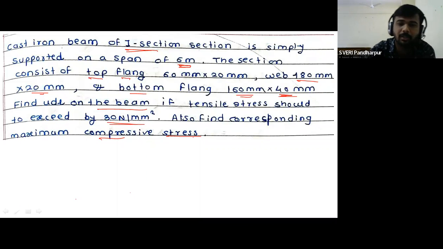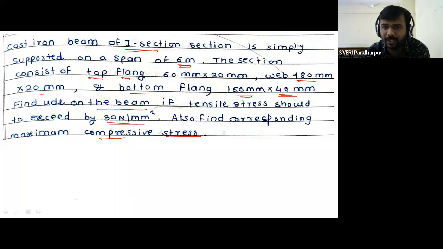In the previous numericals, the value of load is given. Maybe the beam is subjected to a UDL, for example 20 kilonewton per meter. If the beam is subjected to a point load, that point load value is equal to 30 kilonewton, like that. And we have to calculate the bending stresses. Maybe we have to calculate the sigma T and sigma C also. But here we have to find out the value of UDL. That means the W value we have to calculate.